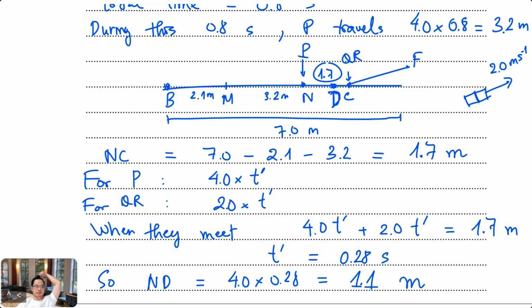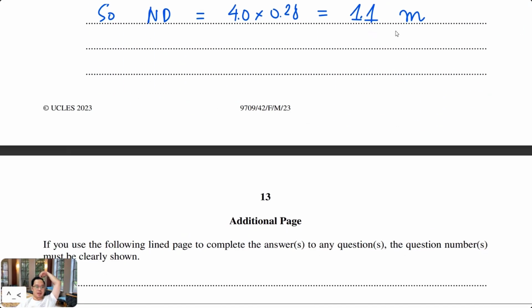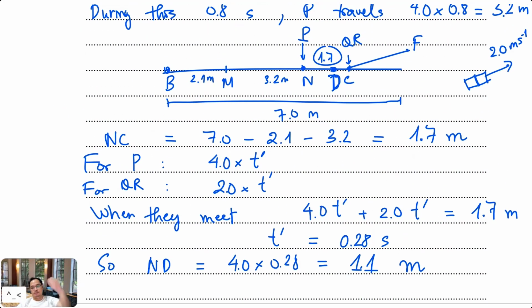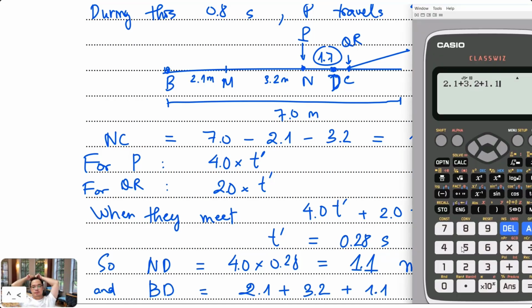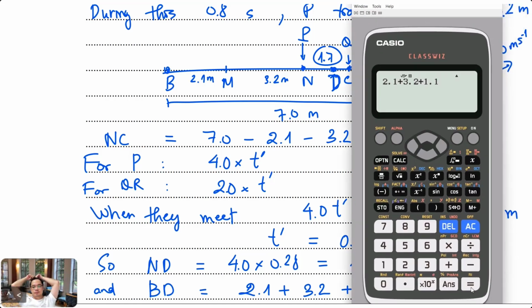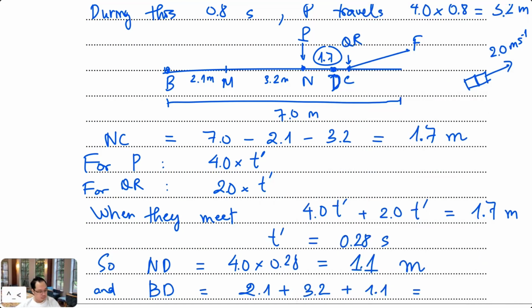And lastly, the final conclusion: the distance DB is what we need to find. BD will be 2.1 meter plus 3.2 meter plus 1.1, which is 6.4 meter. This is the final answer, 6.4.